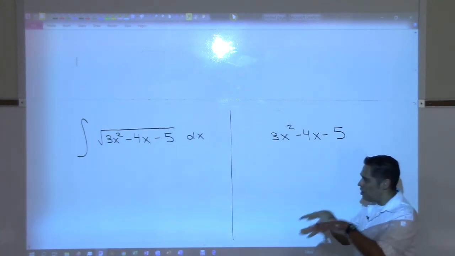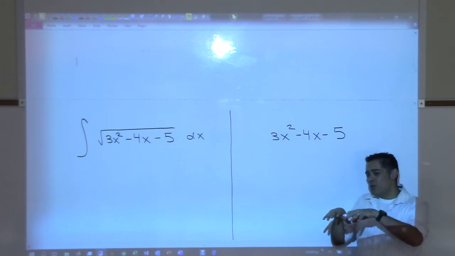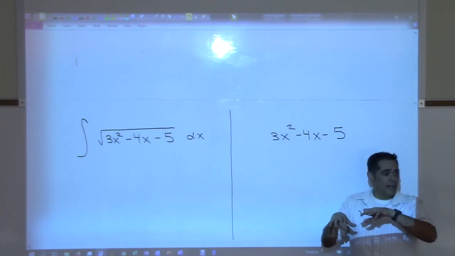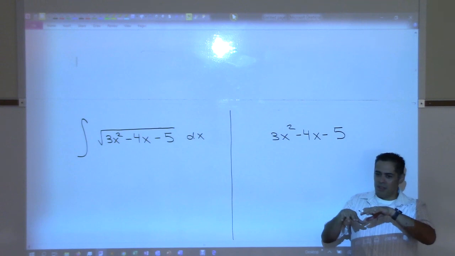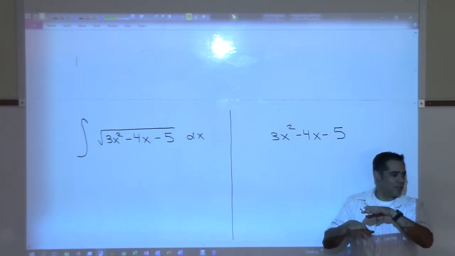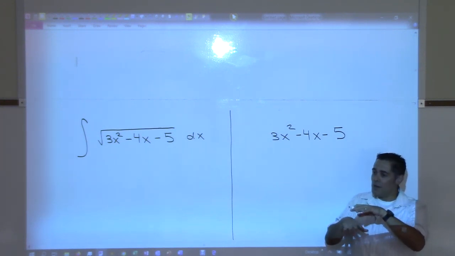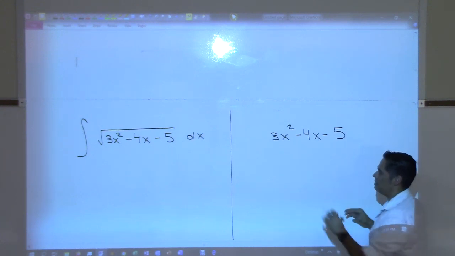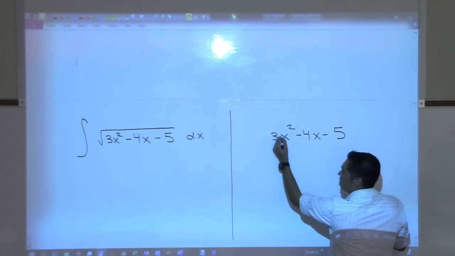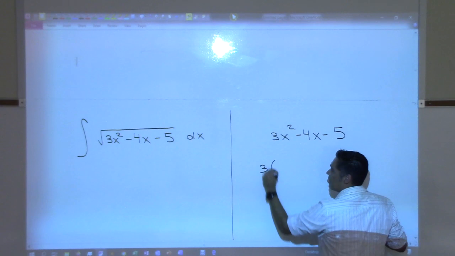When college algebra is taught, usually by people who don't teach calculus, they don't realize that later on you need to complete the square when you don't have an equation. So it's better to teach completing the square, in my opinion, by this method. Get a coefficient of 1 here by factoring 3 out first.